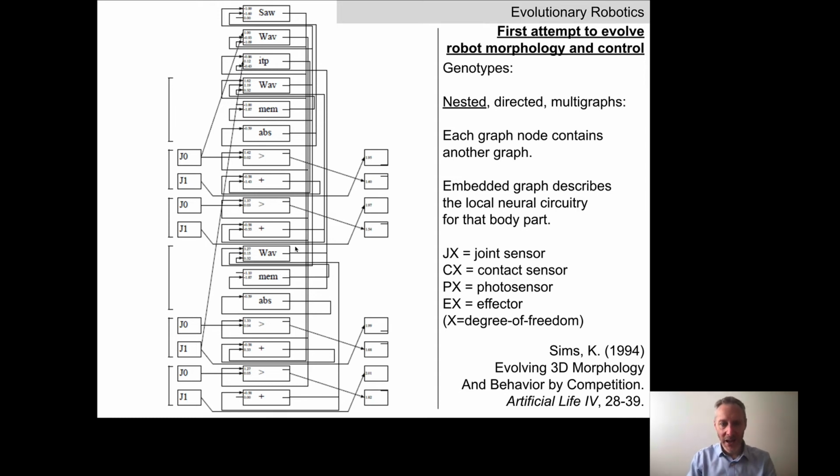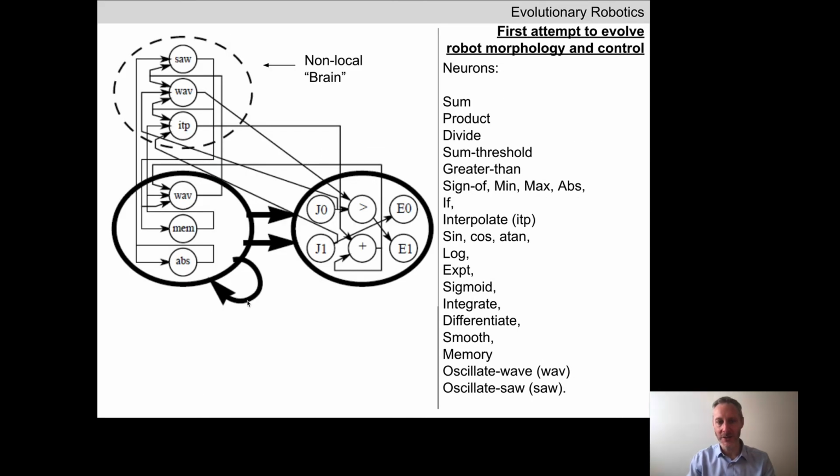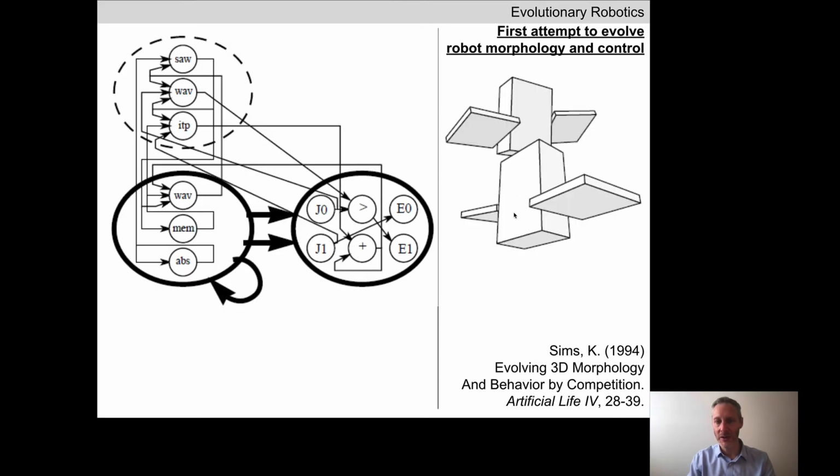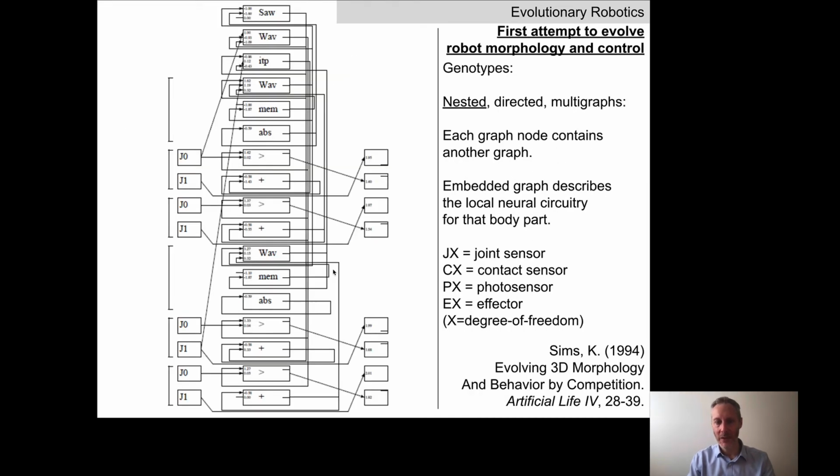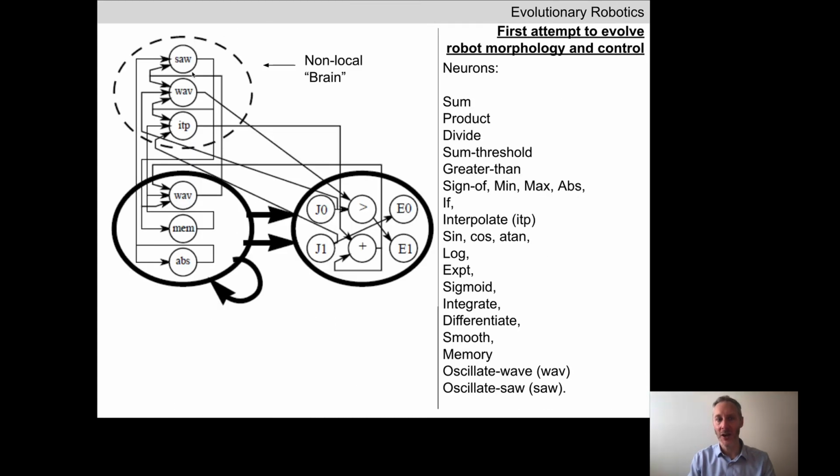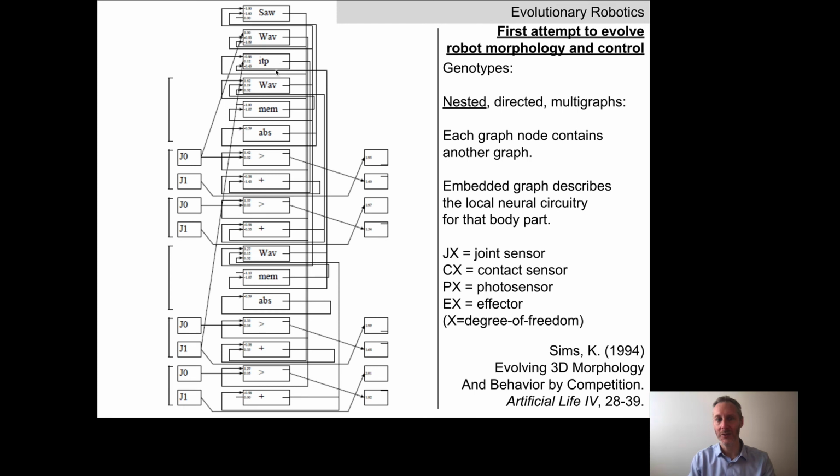You can then see here's a set of neurons that's repeated again here. These are the two groupings of neurons in the two body segments, 1, 2. And then up here, there's a triplet of neurons that only exist once. This is the central brain of this robot. Saw, wave, and interpolate up here, 3 neurons.